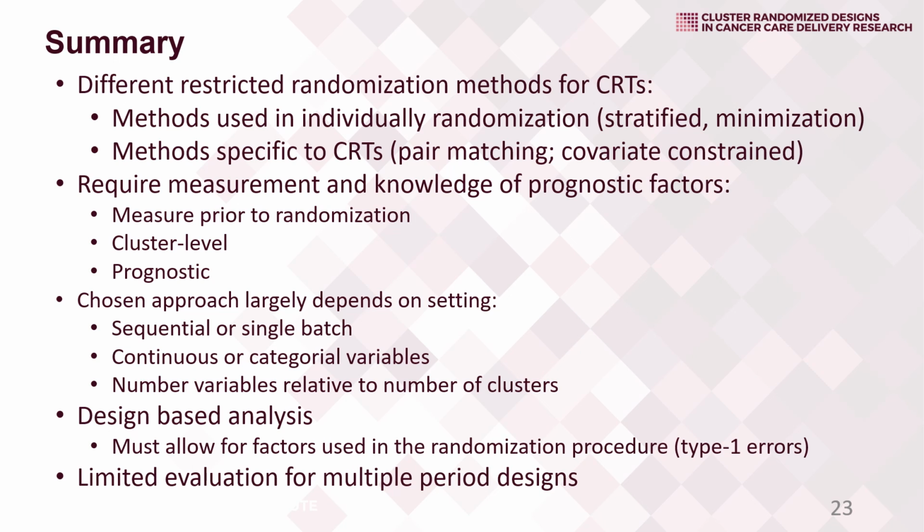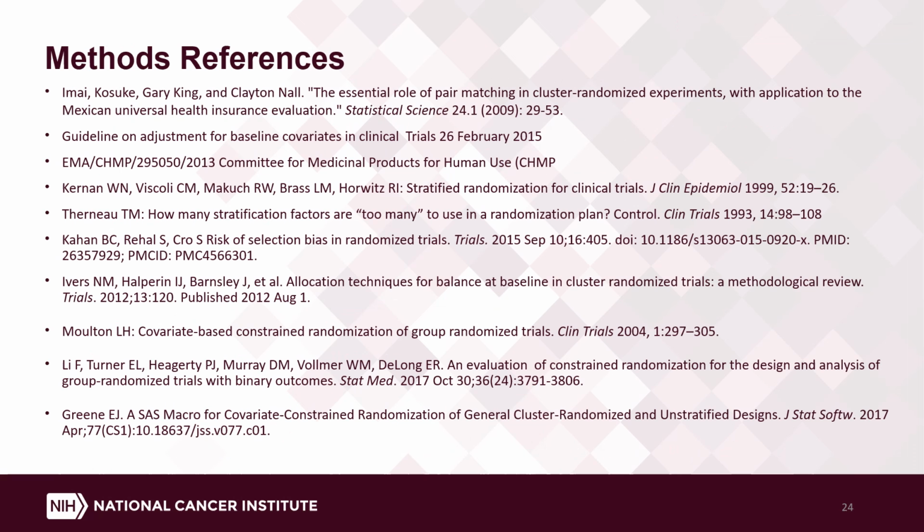And if they're not cluster level characteristics, they have to be summarized in terms of cluster level means or something similar. If we have implemented a restricted method of randomization, then we must follow this with what's known as a design-based analysis. This means that we must allow for factors used in the randomization procedure in the analysis, and this is to maintain type 1 errors at 5%. There have been limited evaluations of these methods in multiple period designs, so perhaps when they are used in those settings, they should be used with caution.